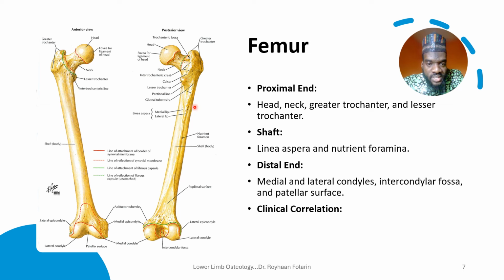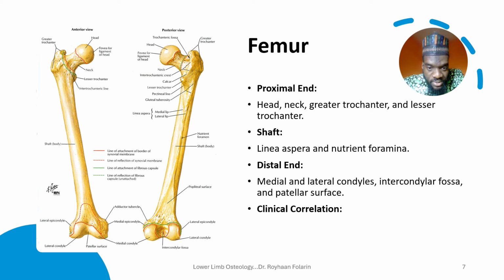Now, here is the pectineal line. Let me change the cursor to a pen. We're getting into more minute details now. So here is the lesser trochanter, and this line is the pectineal line. And here again is the gluteal tuberosity for the attachment of gluteal muscles. Now we have what is called the linea aspera.